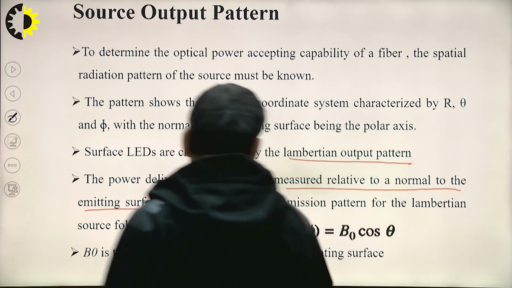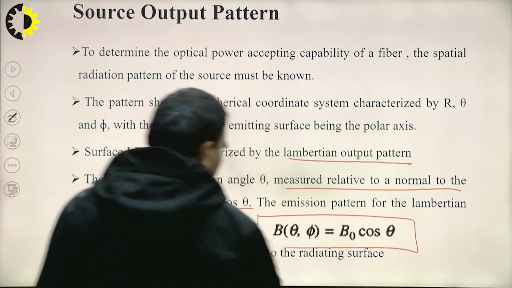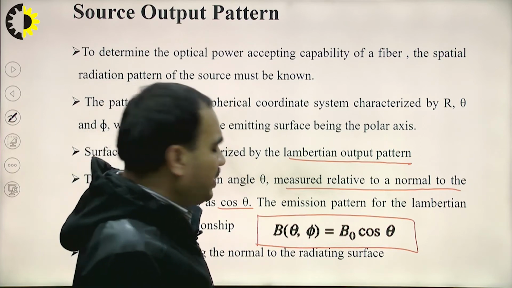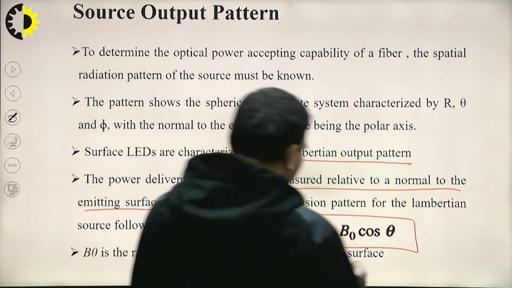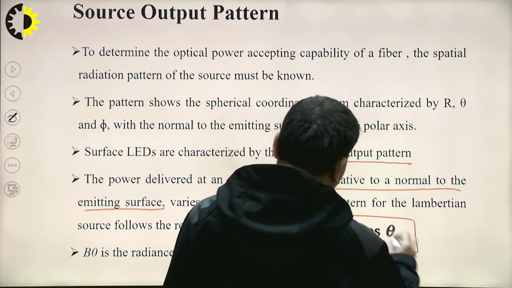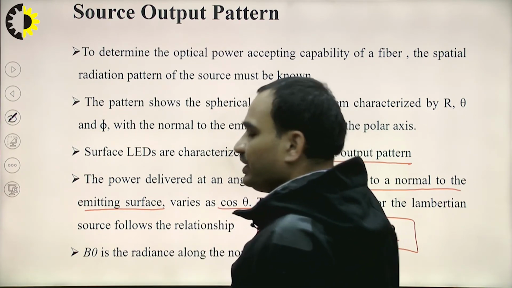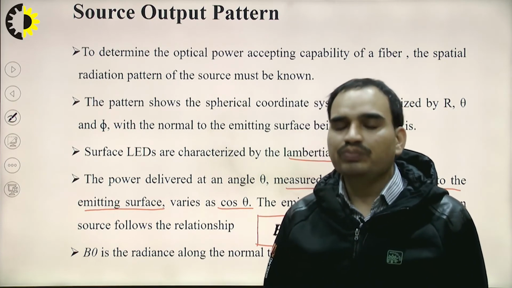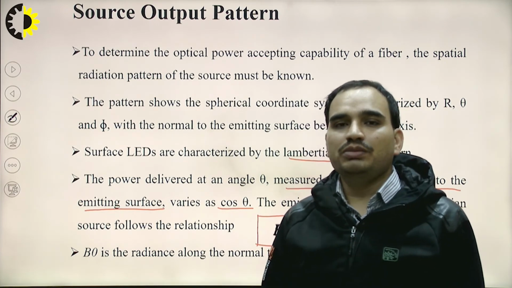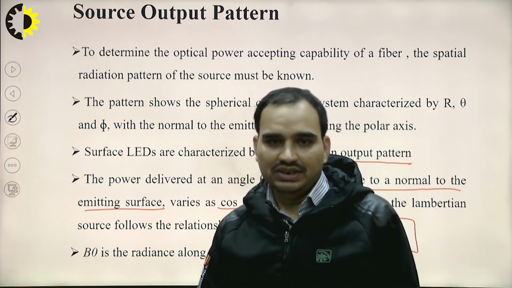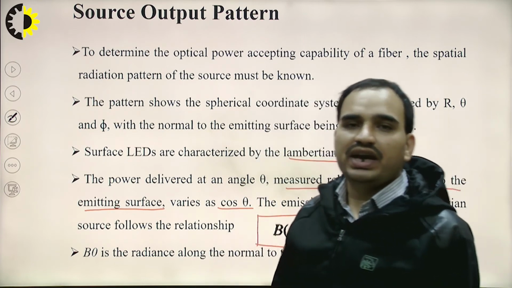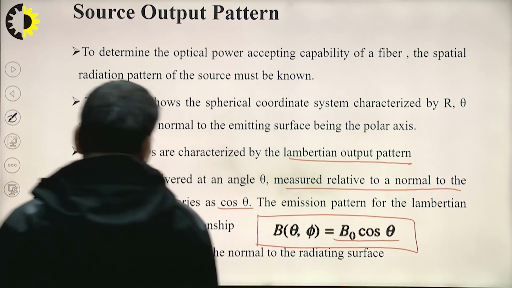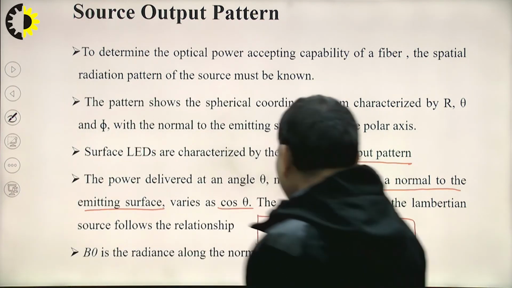We have the intensity distribution given by B of theta and phi, where theta is the azimuth angle and phi the elevation, and we have B naught cos theta. We can see that the maximum distribution is at theta equals 0, because cos 0 is 1 and cos 90 is 0. So at 90 degrees we have the minimum radiance. B naught is the radiance along the normal to the radiating surface.